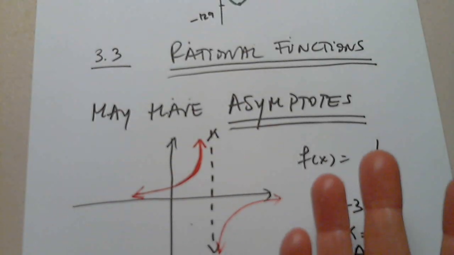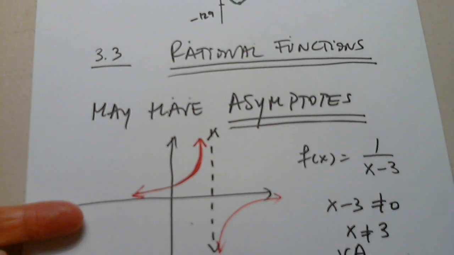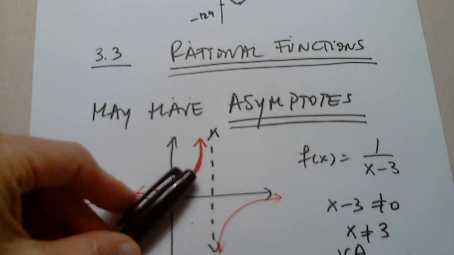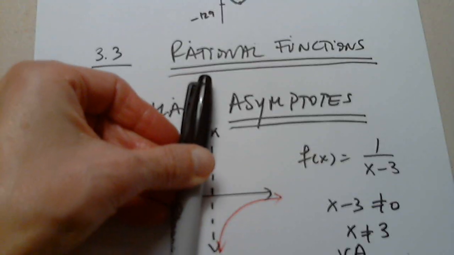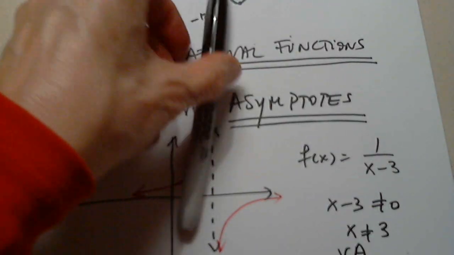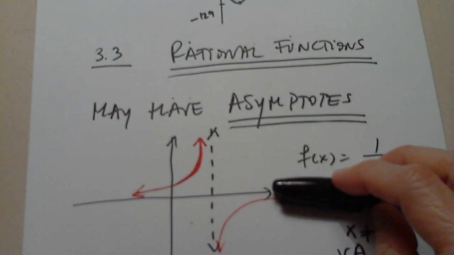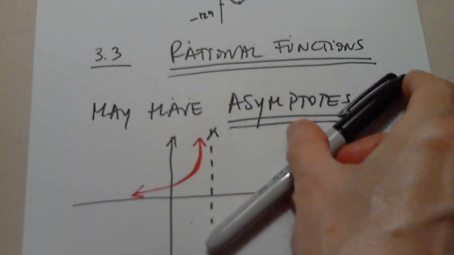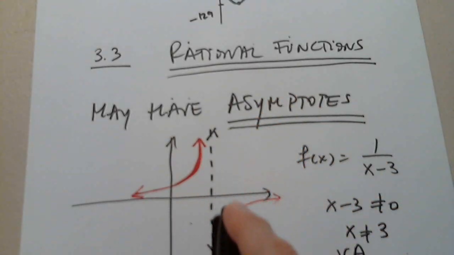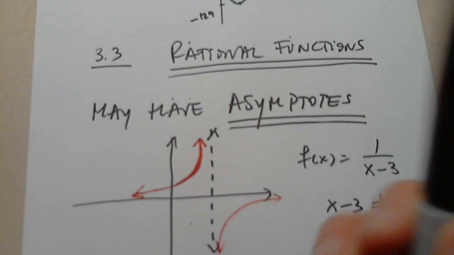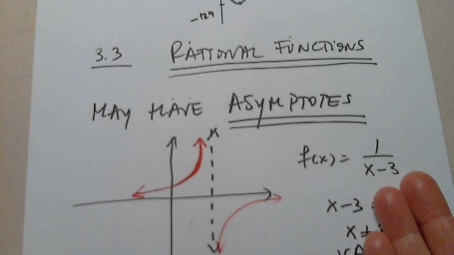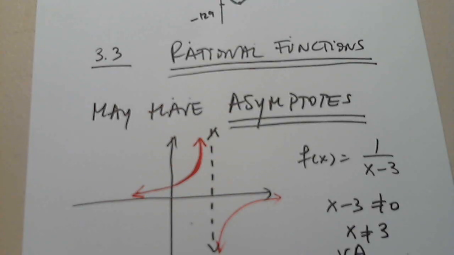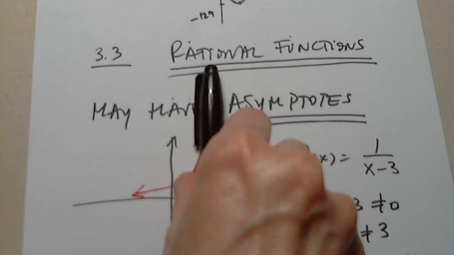And as you see, what does the function do? As x gets closer and closer to 3, the function value gets closer and closer to infinity. On the other side, if x gets closer and closer to 3 from the right, the function values get closer and closer to negative infinity. So this is a typical rational function that is undefined at 3. It exists everywhere else, but not at 3.